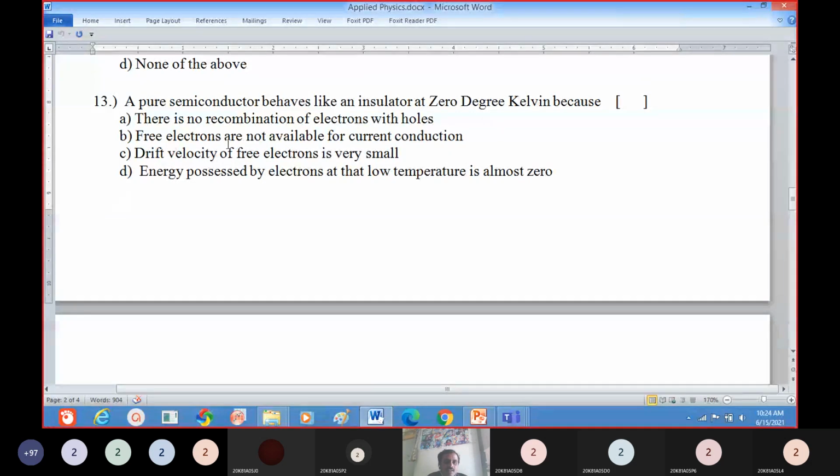Drift velocity of free electrons: there are no free electrons, so we cannot consider the drift velocity here. Option D is energy possessed by electrons at low temperature is almost zero. There are no free electrons at all, so we will not consider the energy of the electron either. So option B is the right answer: free electrons are not available for current conduction. Absolute temperature means 0 Kelvin, where there are no free electrons. At room temperature, free electrons will be available.